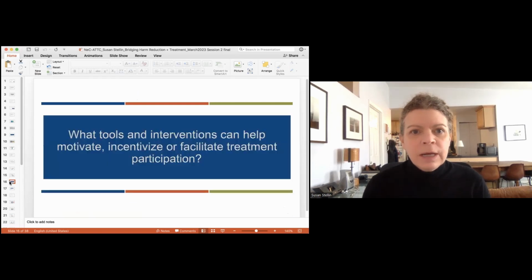So if we're talking about this idea of motivating, incentivizing, or facilitating or nudging treatment participation, what are some of the specific tools and interventions that you've either heard about or that have come up in your work that fall into this category of helping people or motivating them to access treatment?